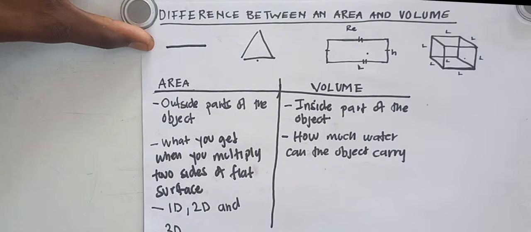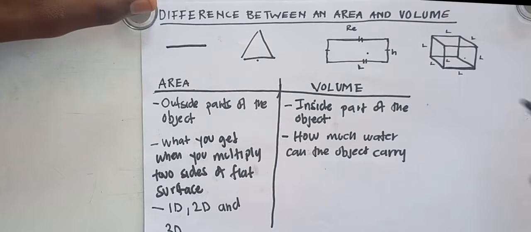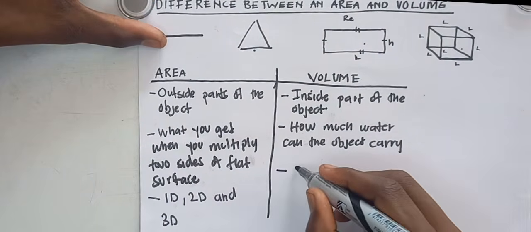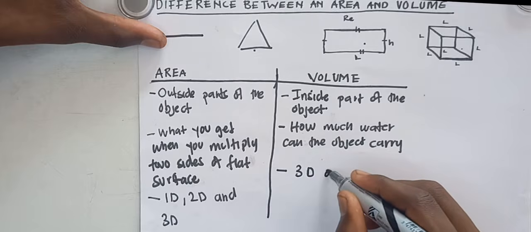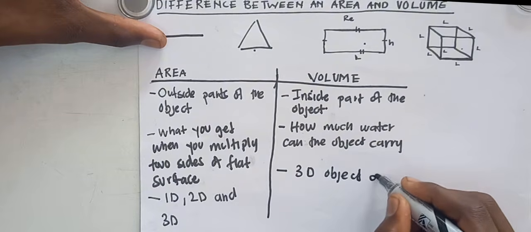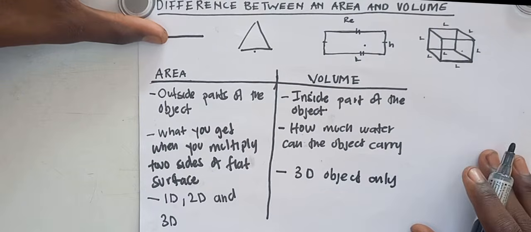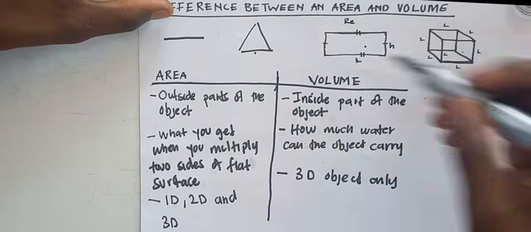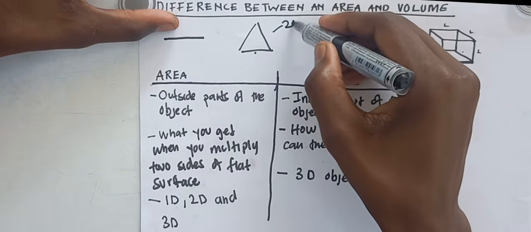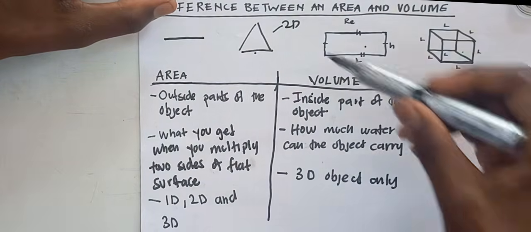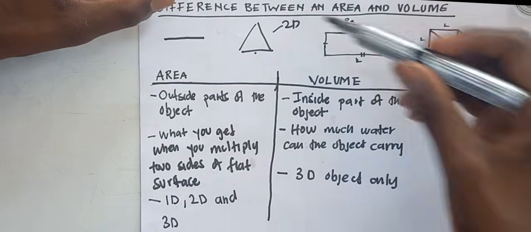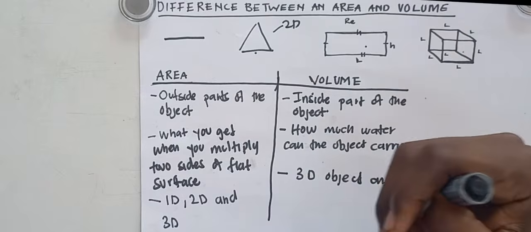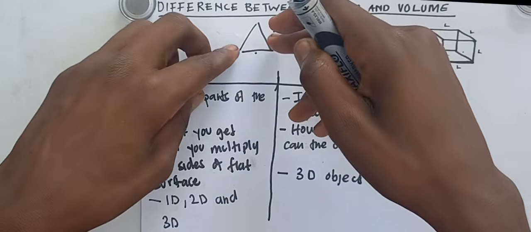However, I want you to pay attention to this. When we talk about the volume, we only calculate the volume of a 3D object only. And you might be wondering why we cannot calculate the volume of this 2D object. This is a 2D object, right? Yes. Why we cannot calculate the volume of this one is because when we talk about the volume, we talk about how much this kind of an object can carry.